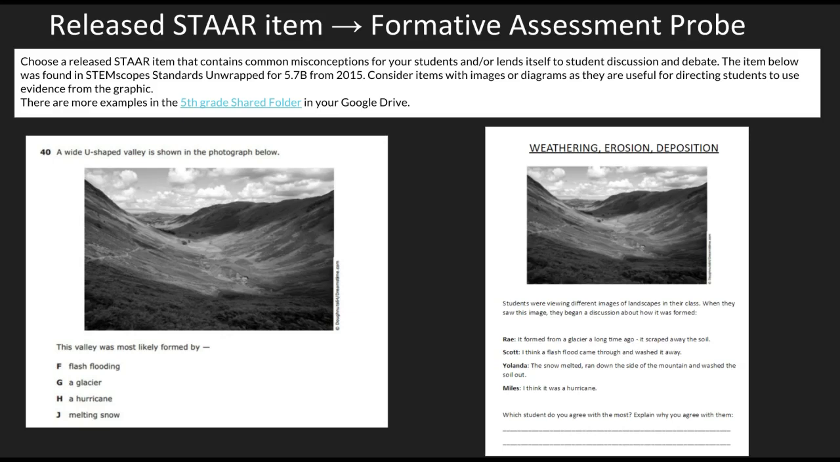So Ray says it formed from a glacier a long time ago and it scraped away the soil. So you can see there's a little bit more information than just the original released item. Scott says, I think a flash flood came through and washed it away. Yolanda says the snow melted, ran down the side of the mountain and washed the soil out. And then Miles says, I think it was a hurricane. So you'll see each one of those answer choices represented there on the left.